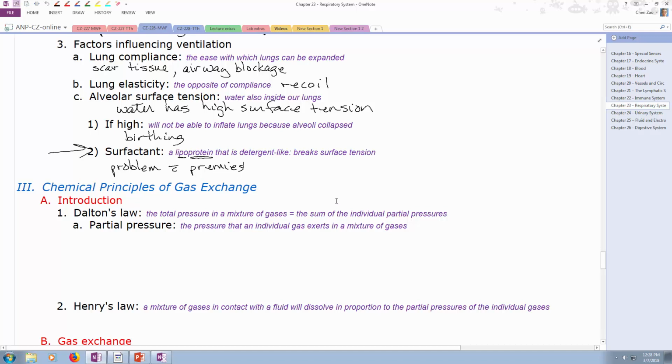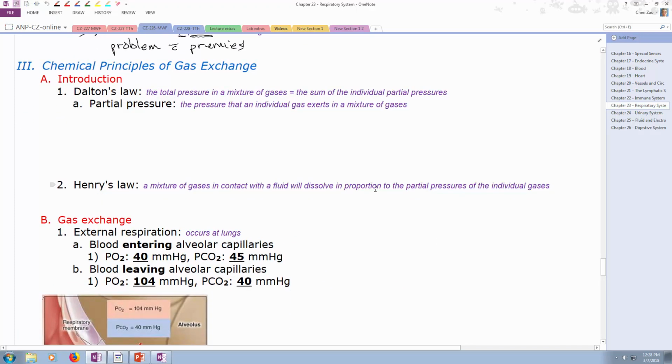Now let's take a look at some of the physics of breathing. Principles of gas exchange. Dalton's law. Total pressure in a mixture of gases is equal to the sum of the individual partial pressures. Partial pressure is defined as the pressure that an individual gas exerts in a mixture of gases. What this is trying to give us is a description of how we measure gas concentrations. So this is all a story about how gases are measured.